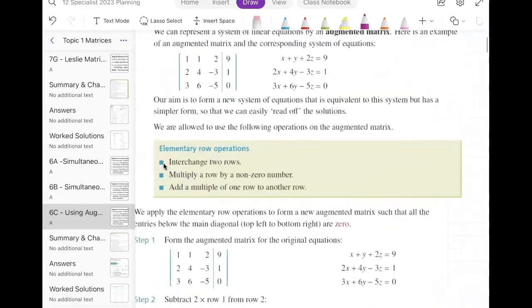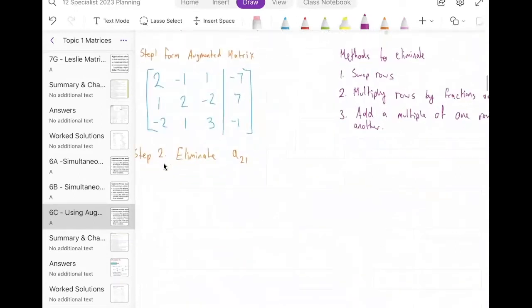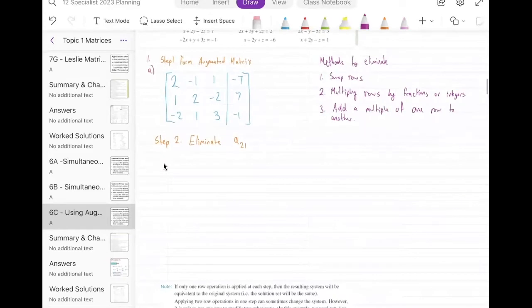You can see they're here in the textbook as well. So we can exchange 2 rows, multiply a row by a non-zero number, add a multiple of one row to another row. I've slightly changed up the language, but it's the same idea. So they're the 3 things we can do to help eliminate my rows. So I can add or subtract my rows, I can multiply, or I can swap my rows around.